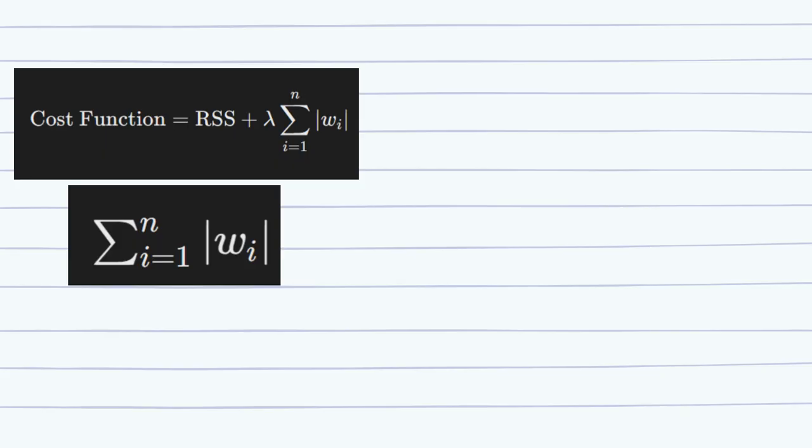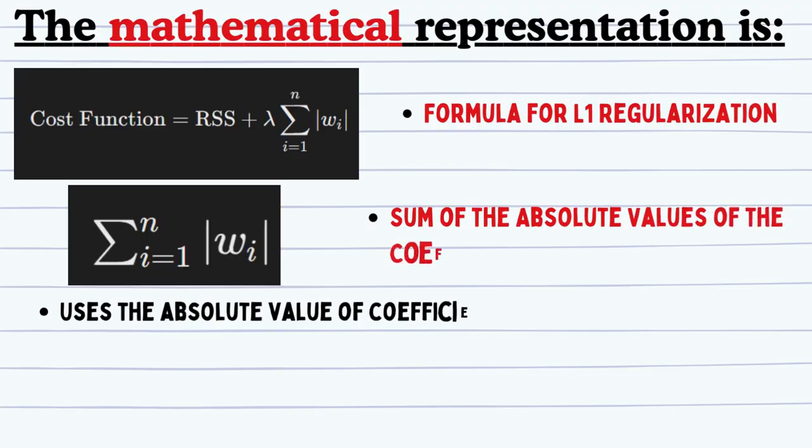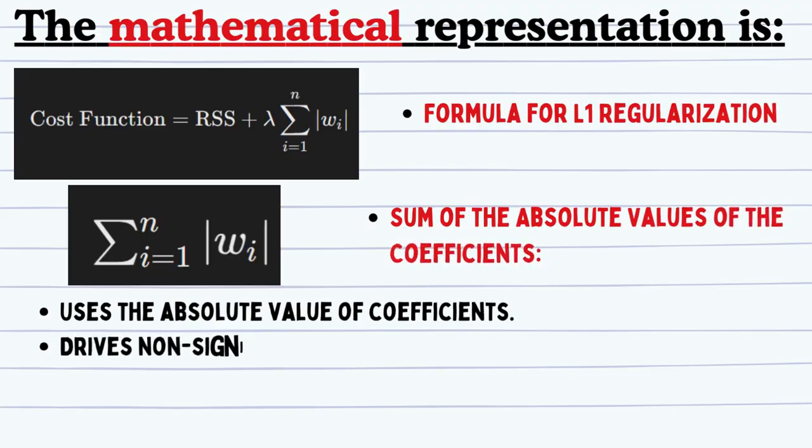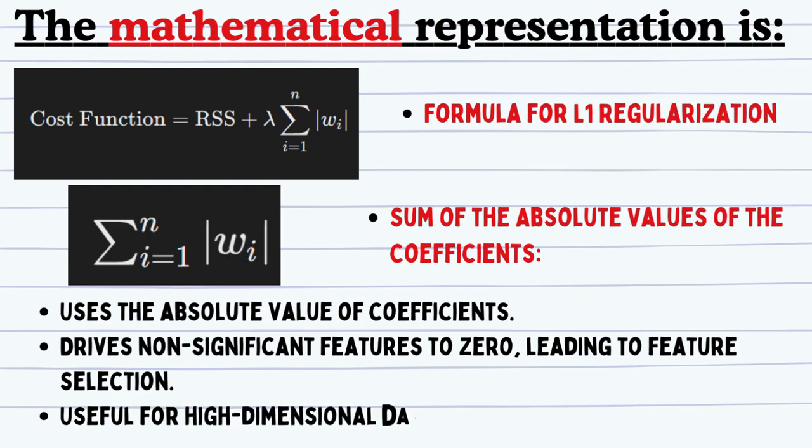Sum of the absolute values of the coefficients. This term represents the penalty applied to the model's coefficients, w_j. L1 regularization uses the absolute value of the coefficients, which means it can drive some of them to exactly zero if their contributions are not significant. This results in feature selection, making L1 particularly useful for high-dimensional data where only a few features may be relevant.